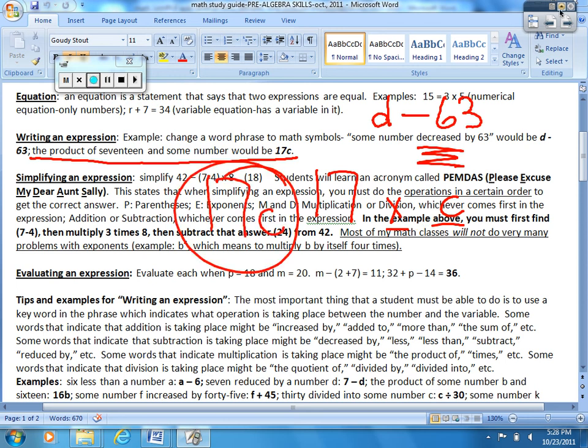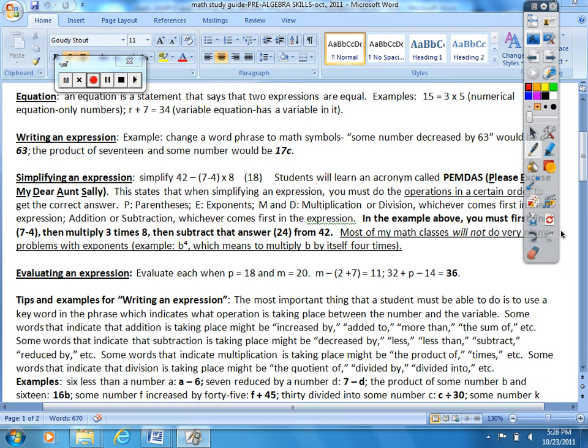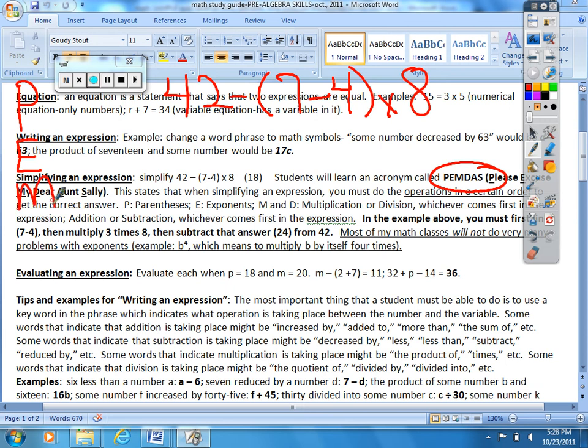All right, next definition, simplifying an expression. I could have something like the one that's listed here, and that will lead into something that I'll discuss in just a moment. All right, to simplify an expression, you have to know certain rules, and these rules are called PEMDAS. All right, that represents the order in which you should do your operations when you have more than one operation. It stands for parentheses, exponents, multiplication, division, adding, or subtracting.